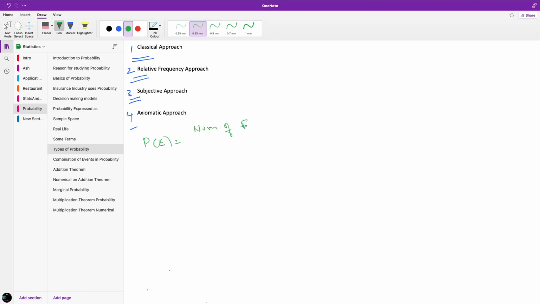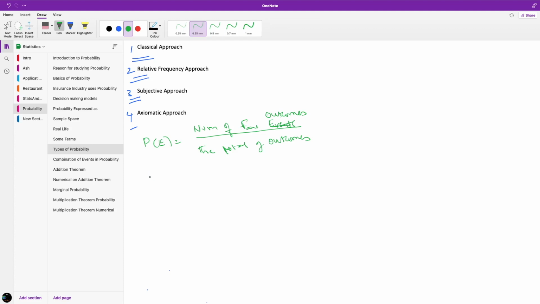number of favorable events or outcomes over the total number of outcomes. Let us take an example to understand.